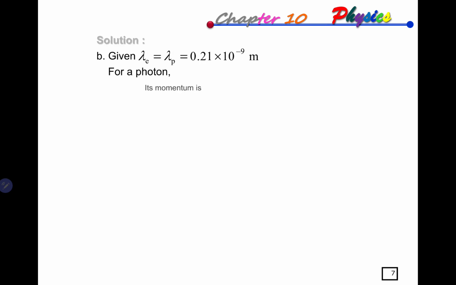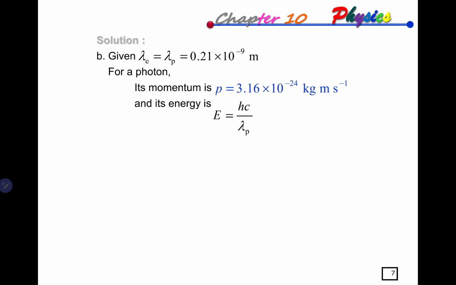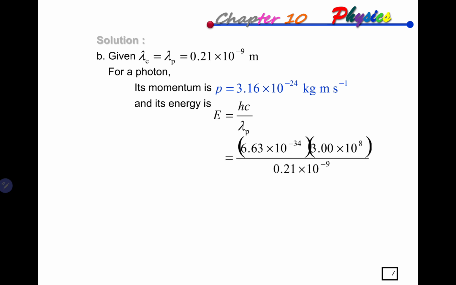And then for the photon, since a photon doesn't have mass, the amount of energy carried will be equivalent to hc over lambda, or equivalent to hf. This is from the previous chapter. The amount of energy you end up with is 5919 eV.